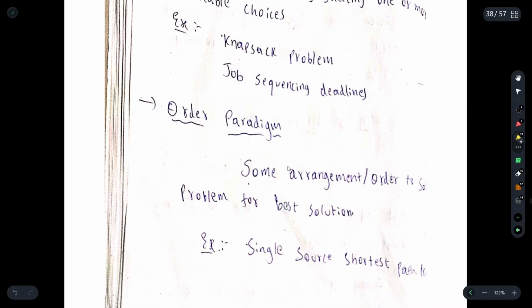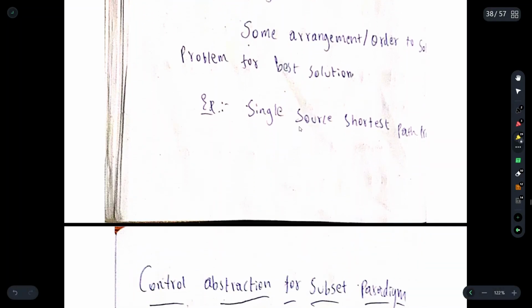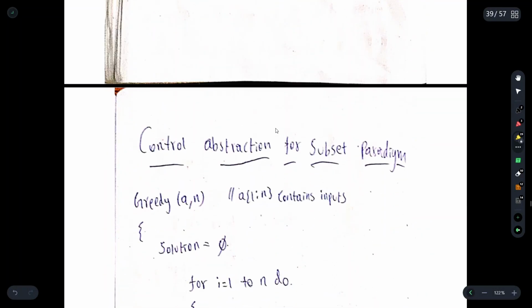And then the ordered paradigm: some arrangement or order to solve the problem for the best solution. We will draw some table, or we will consider each and every point, and we will check for the best solution. So this is the ordered paradigm. The example for this is single source shortest path. We will discuss all these three things.